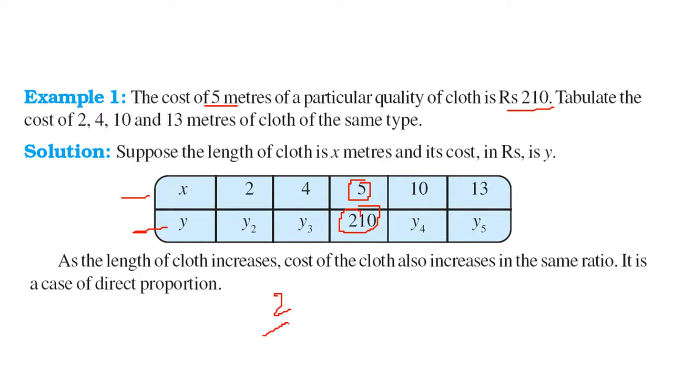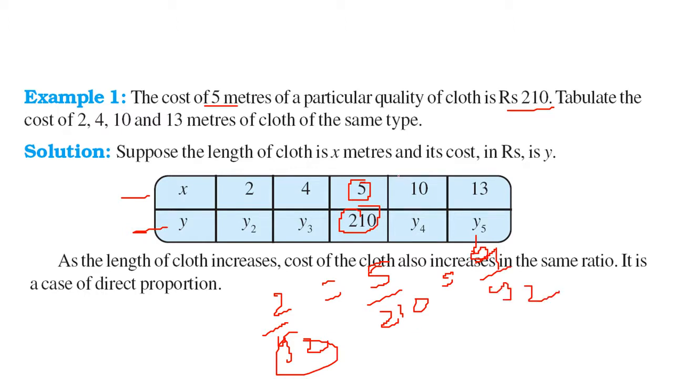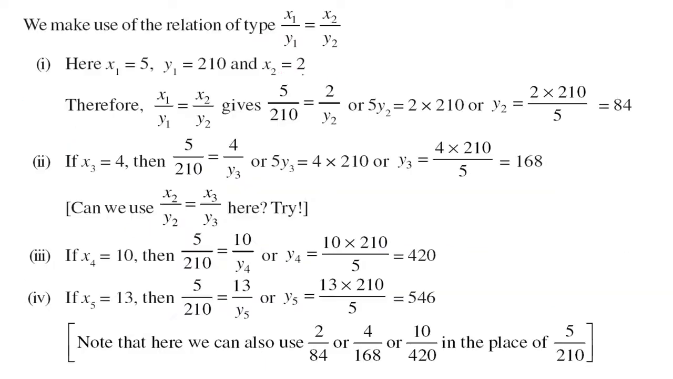See, 2 by y2 will be equal to 5 by 210. You can easily find y2. Similarly, 4 by y3 will be equal to 5 by 210, 10 by y4 will be equal to 5 by 210, 13 by y5 is equal to 5 by 210. You can easily find y2, y3, y4 and y5. This is how we find them, because they are in ratio. So x1 by y1 will be equal to x2 by y2. 5 by 210 is 2 by y2, you get y2. Similarly, you can equate it with y3, y4, y5, and you get the required values.